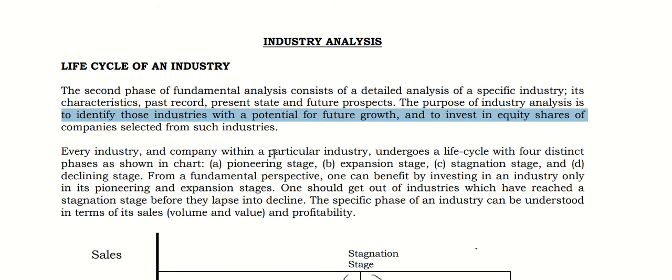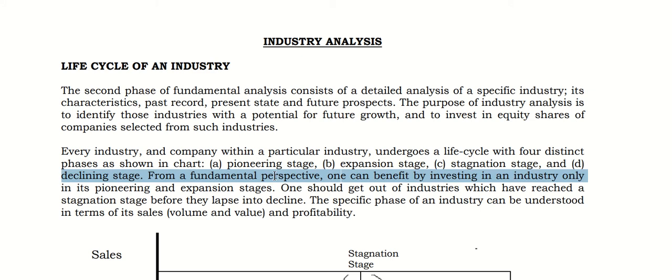Every industry and company within a particular industry undergoes a life cycle. Just like product life cycle, industry also has a life cycle, right? First it will be at pioneering stage, then growth stage, then stagnation, and then decline. So there are four stages of industry: first is pioneering stage, second is expansion stage, third is stagnation, and the fourth one is declining stage. Now we have to identify which stage the industry in which you are thinking to invest lies in right now.